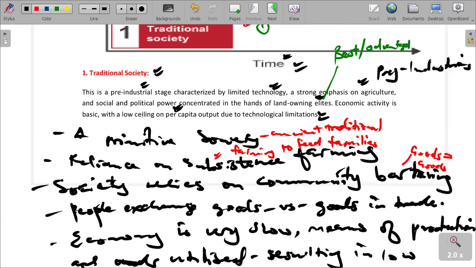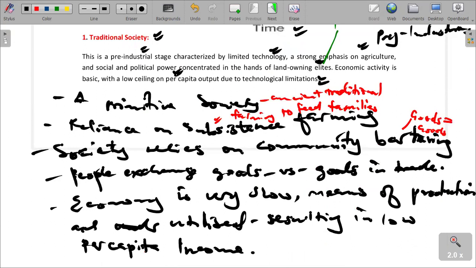So let's identify the traditional society, which is the first stage. It is actually a pre-industrial stage that is shown by limited technology, strong emphasis on agriculture, which is a primary industrial development stage, and also social and political power concentrated in the hands of the land-owning elites.